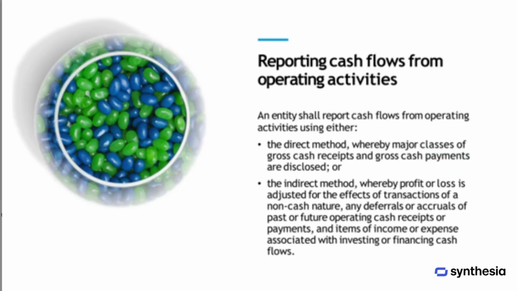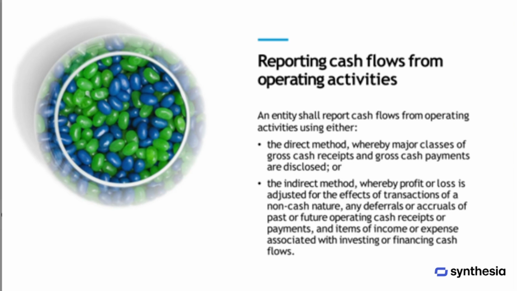An entity has the option to report cash flows from operating activities using either the direct or indirect method. The direct method requires the entity to disclose major classes of gross cash receipts and payments, providing a detailed view of cash inflows and outflows from operating activities.